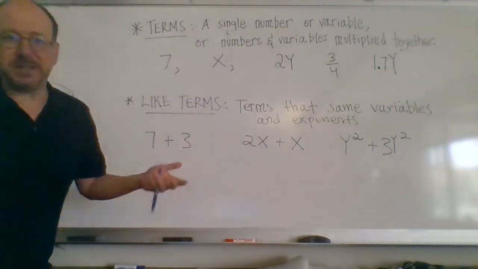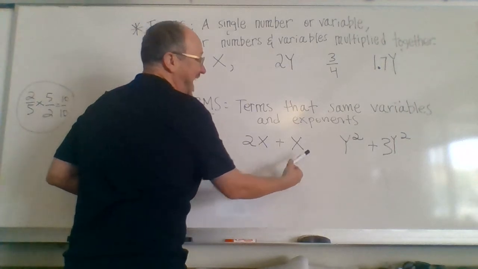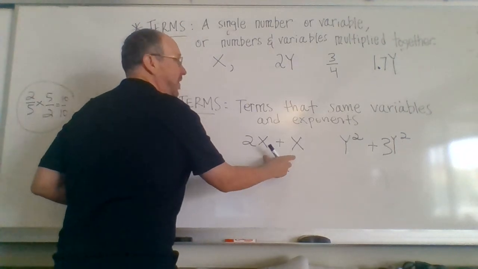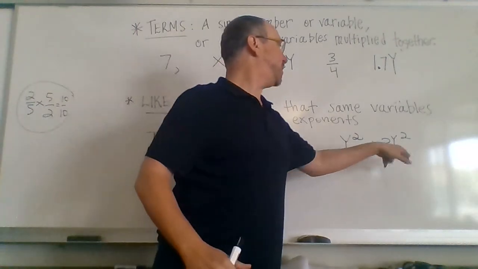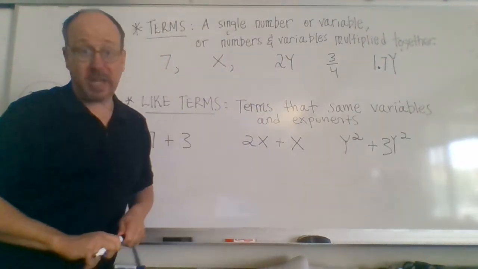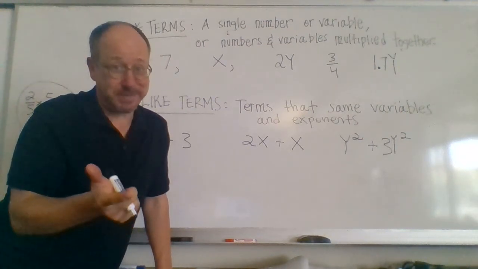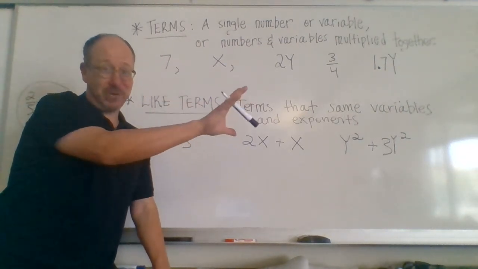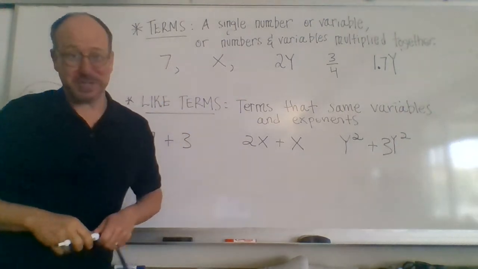7 and 3, I mean, super simple, like terms. 2x and x share the same variables. They are like terms. Y squared plus 3y squared are like terms. They share the same variable and they share the same exponent. All right, know it, believe it, rewatch it. This is here to stick with you, this type of language.